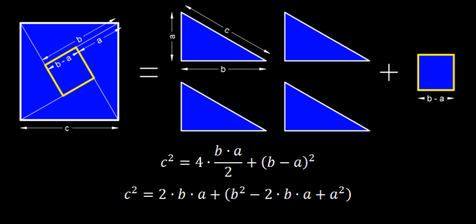Simplifying the fraction and developing the squared binomial, C squared is equal to 2BA, plus B squared, minus 2BA, plus A squared. And 2BA minus 2BA is equal to 0, and finally, we get C squared is equal to A squared plus B squared.